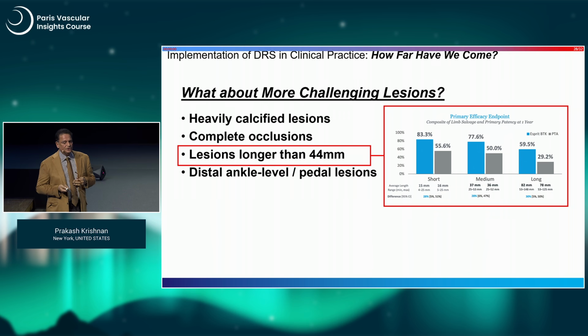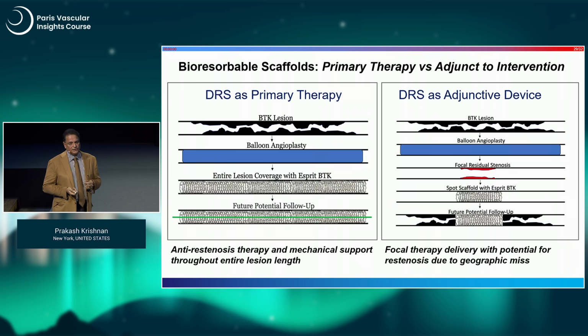Now, what about challenging lesions? Lesions longer than 44 millimeters. The authors will tell you that the PLLA scaffold did well in short, medium, and long lesions.